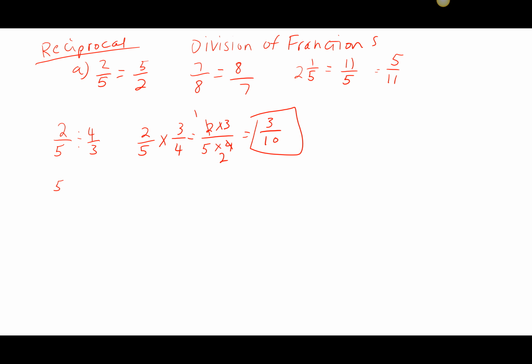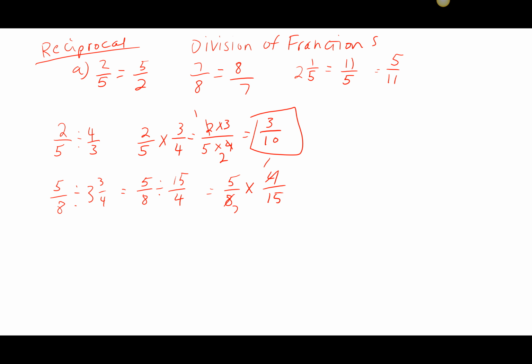What if we had 5/8 divided by 3 and 3/4? So that second one, we're going to have to put it in an improper fraction. So it's going to be 4 times 3 is 12 plus 3 is 15, fourths. It's actually right now going to be division. Now we take 5/8, multiply, do the reciprocal, 4/15.